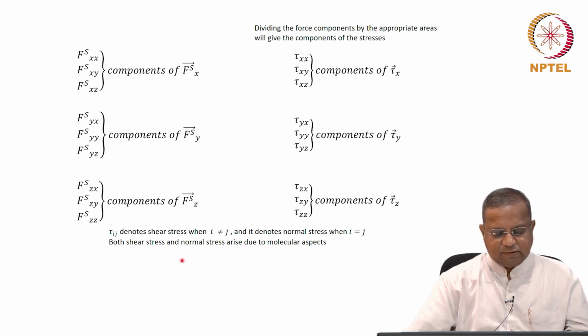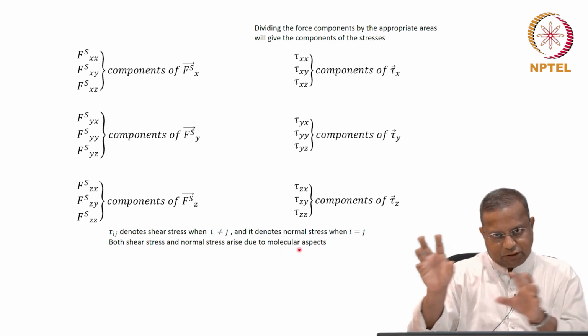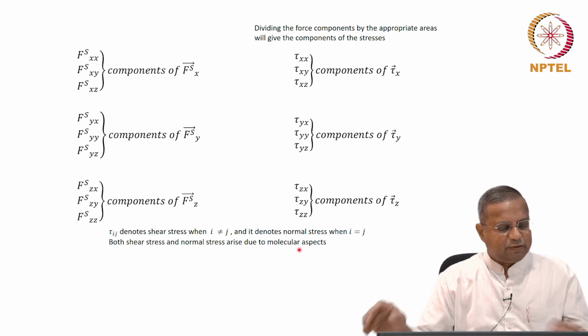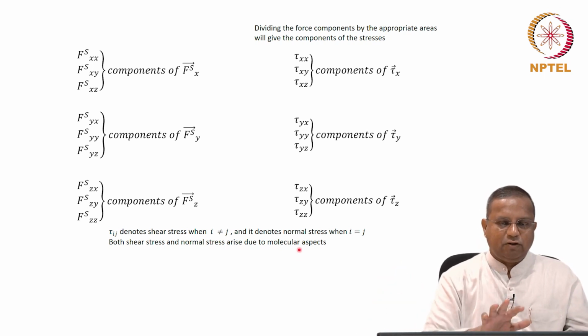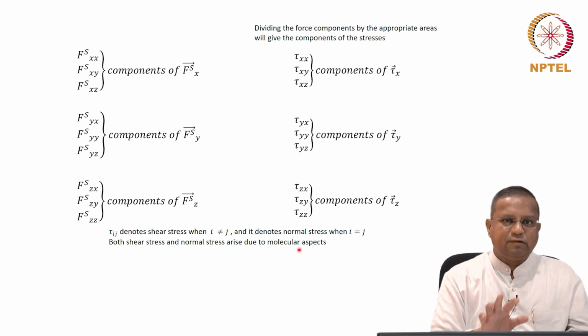Both shear stress as well as normal stress arise due to molecular aspects. There is sometimes a confusion between pressure and normal stress. Okay, don't fall for that. They are two different aspects altogether. This normal stress arises due to molecular aspects. Pressure is a separate aspect. Just take it on face value now, and then whenever the confusion arises, remember this.